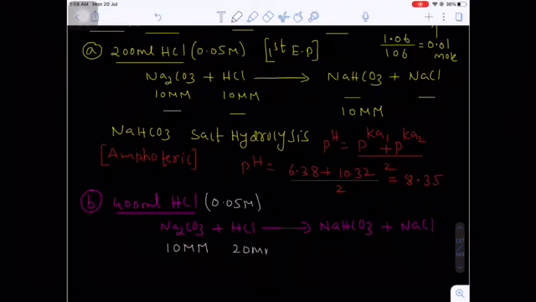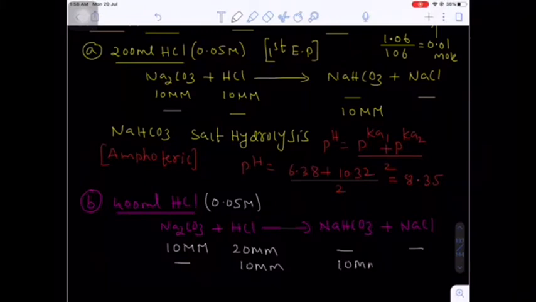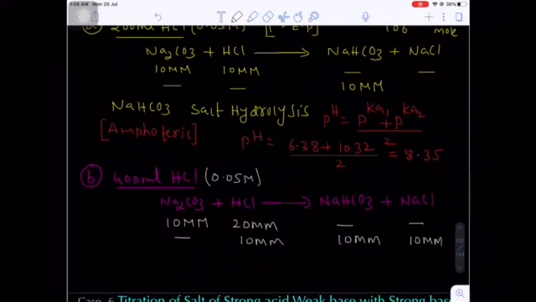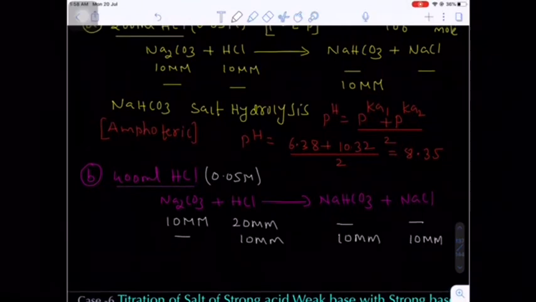Na2CO3 10 millimoles. But the hydrochloric acid will be 0.05 molar into 400 ml, that will be 20 millimoles. That means hydrochloric acid will be in excess. That means 10 millimoles are completely consumed, and 10 millimoles of HCl will be left, and 10 millimoles of sodium bicarbonate and 10 millimoles of sodium chloride will be formed.